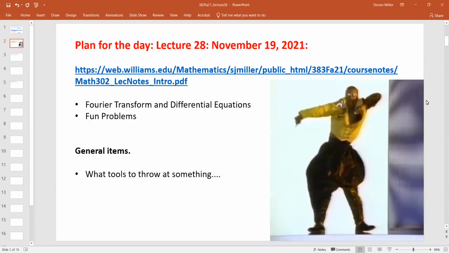This is the last class before Thanksgiving. So we will be doing Fourier transforms and differential equations. You'll have some homework related to this just so you can see how useful the tools we have been developing are.